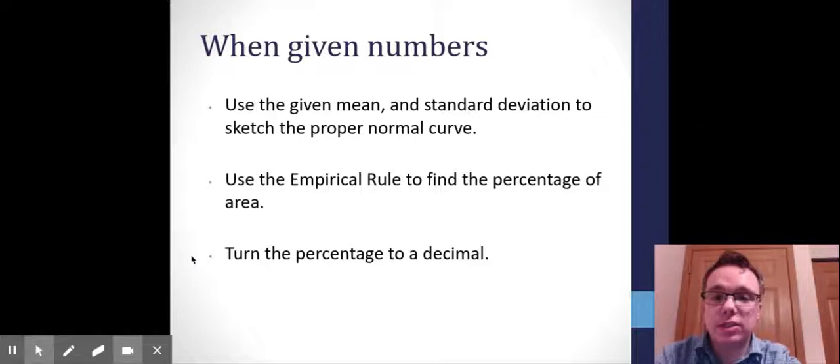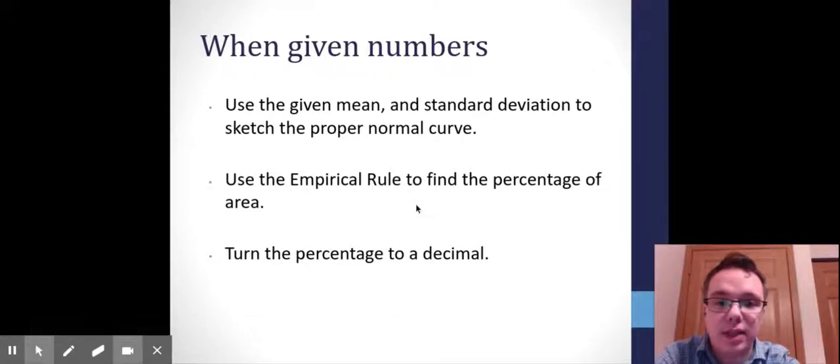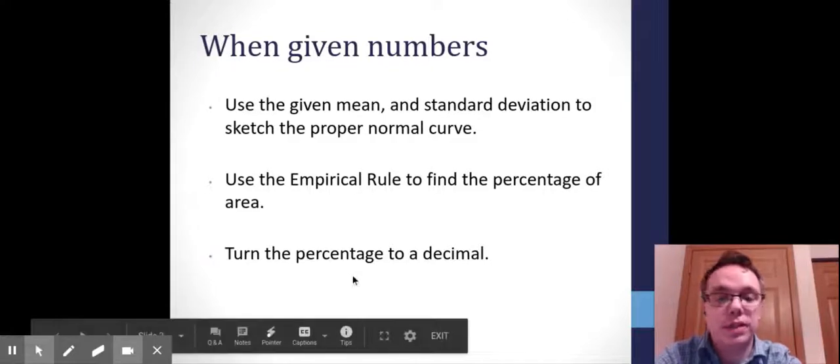Just like yesterday, we are going to use the given mean and standard deviation to sketch a curve. The only difference is instead of labeling it mean, plus one standard deviation and plus two standard deviations, we're actually going with the mean, and since we'll know the standard deviation, we can add numbers. Then, just like yesterday, we're going to find the sections that we need to count up for the percentage of the area. We're going to turn that percentage into a decimal to represent it as a probability.